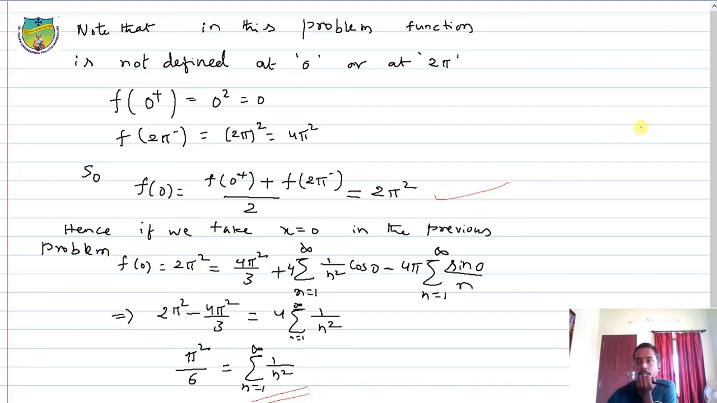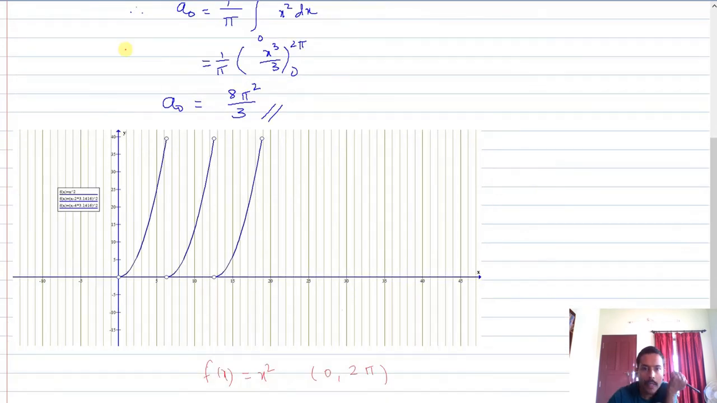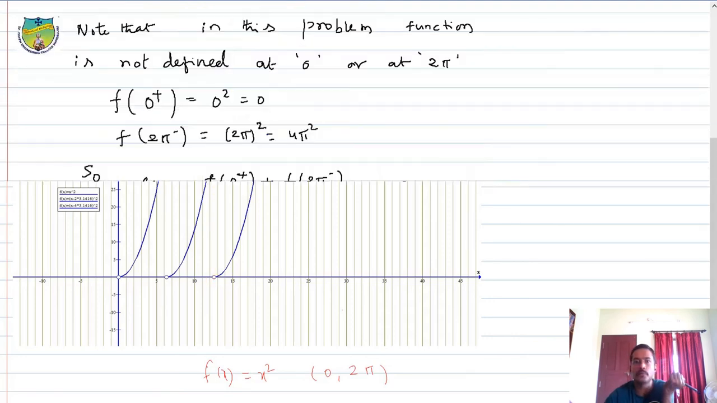So let me clarify this from the figure itself again, why it is true. In the figure, if you observe, this is the value at 2 pi, this is the value at 0. So our value should be somewhere in between the function value at 2 pi and the function value at 0. So similarly here also somewhere here I should get. So that is nothing but 2 pi square. This is actually 4 pi square. This is function value 0. So half of that is 2 pi square. Hope it is clear. We shall move on.